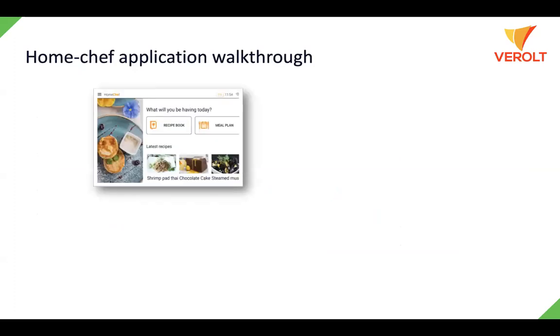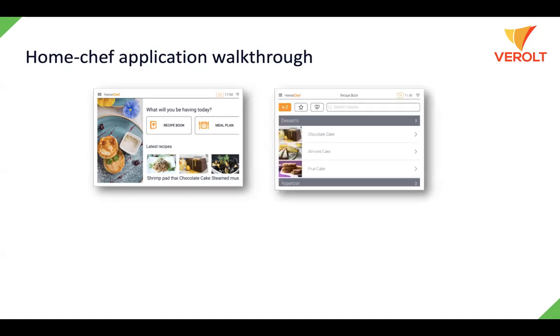So you can see this is purely a Home Chef application, the main screen where you have a recipe book and meal plan, and you can see the latest recipe will be coming from the MQTT broker, and you can select a certain recipe and you can browse through them.